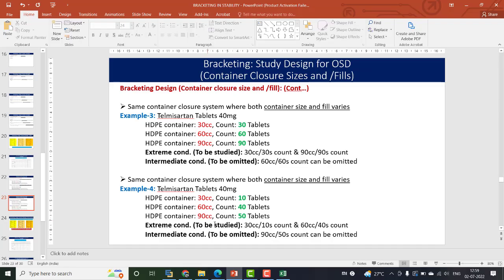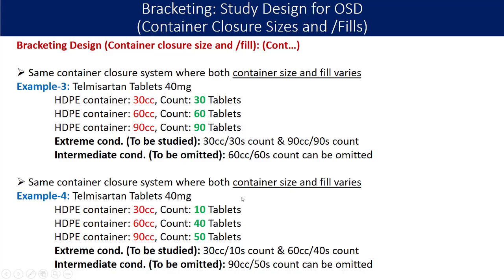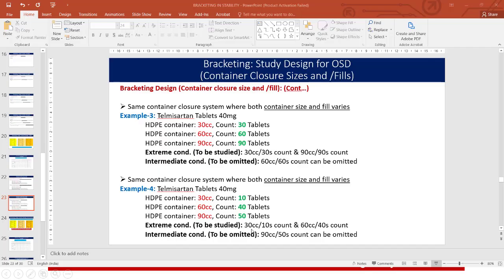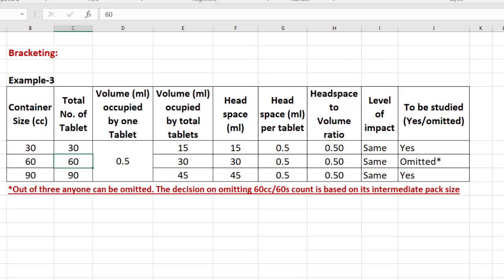Let us go back to the presentation now, and here is the presentation. Let us now talk about the fourth condition, same container closure system, where both container size and fill vary. But look critically in the last example now. Example number 4: tablets in an HDPE container, 30 cc with 10 tablets, 60 cc with 40 tablets, and 90 cc with 50 tablets. Let us now evaluate the extremes and the intermediates.